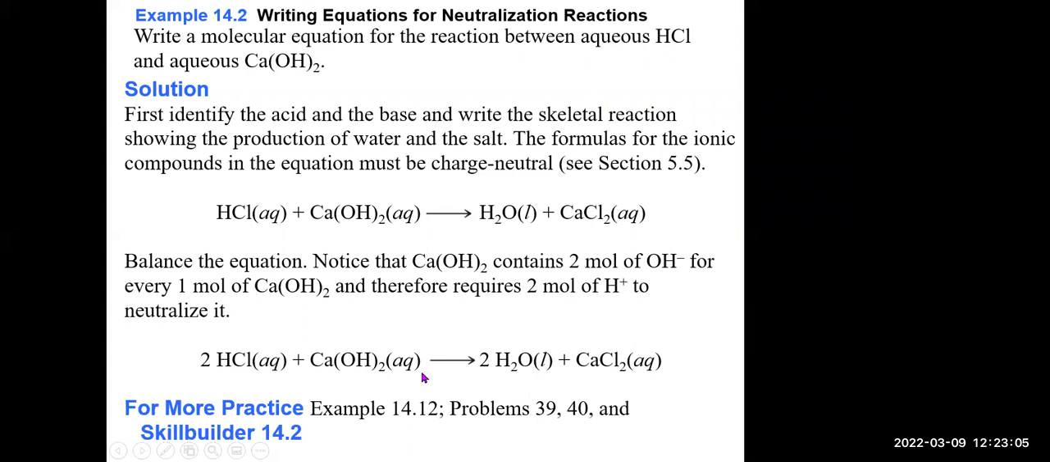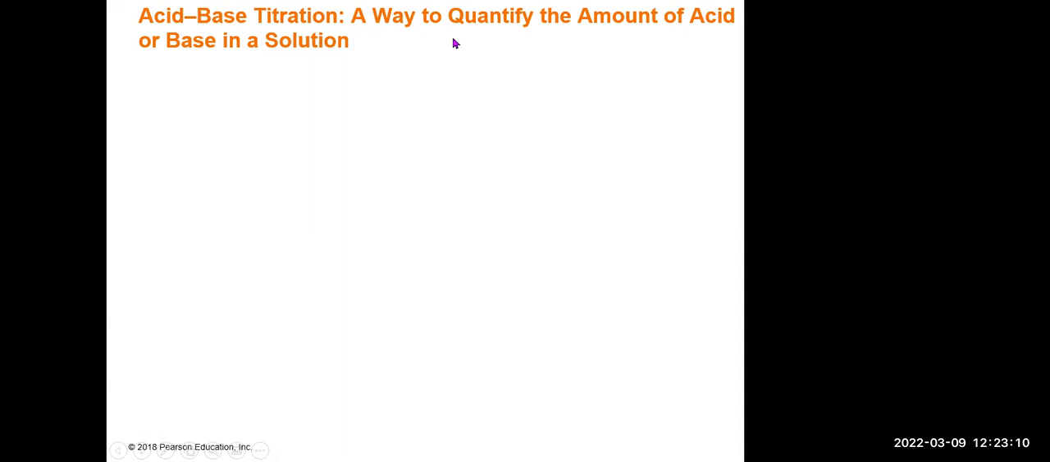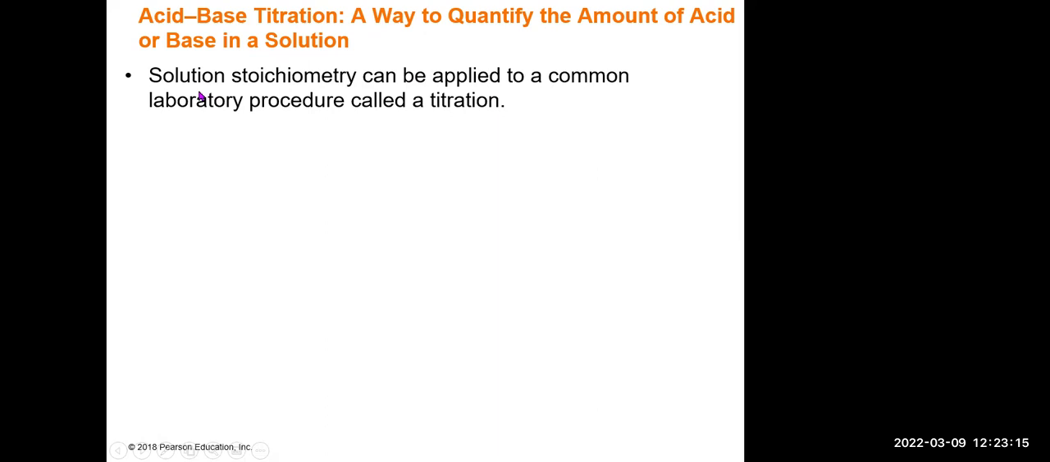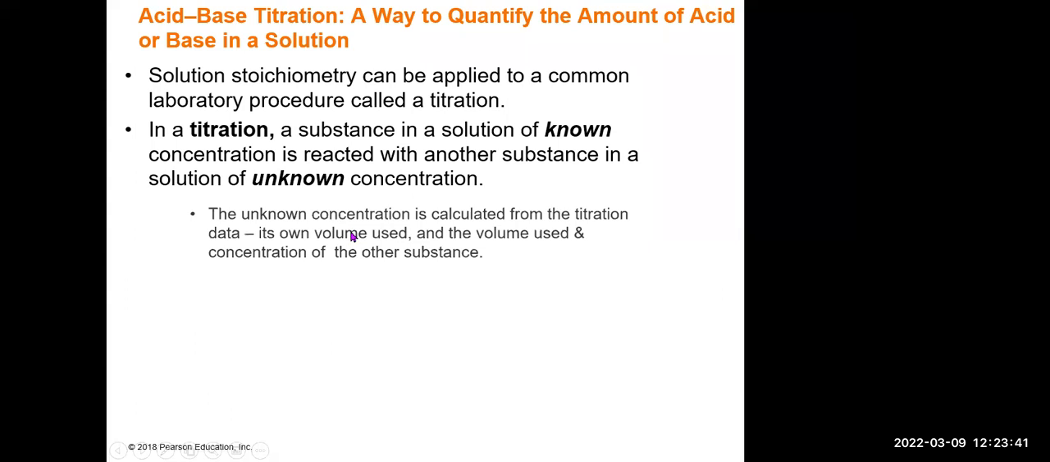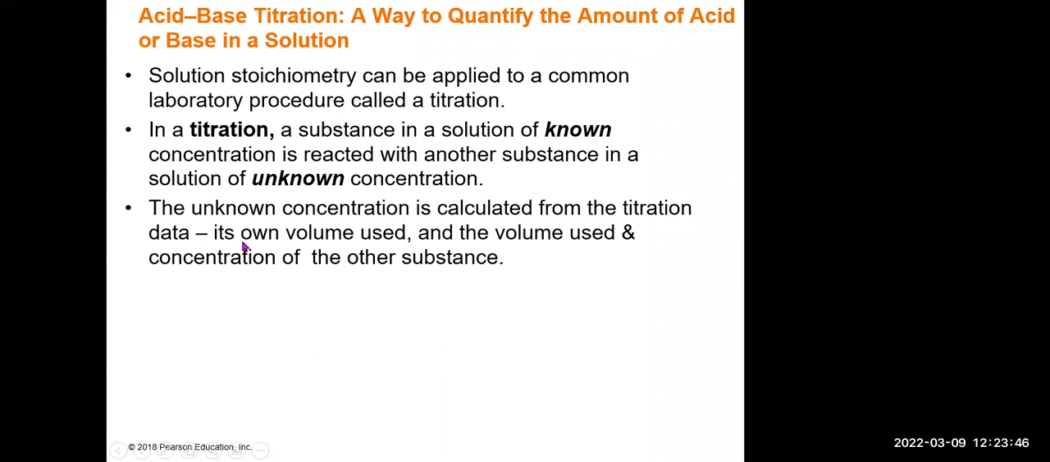Acid-base titration is a way to quantify the amount of acid or base in a solution, which pretty much uses the acid-base reaction. You control how much you mix, and that is the titration. Solution stoichiometry can be applied to a common laboratory procedure called titration. In titration, a substance in a solution of known concentration is reacted with another substance in a solution of unknown concentration. The unknown concentration is calculated from the titration data, its volume used, and the volume used and concentration of the other substance.